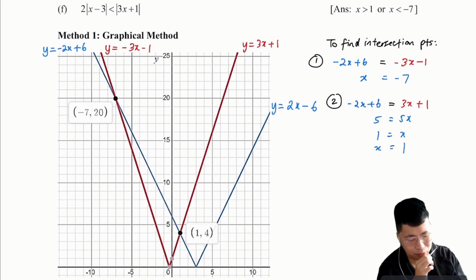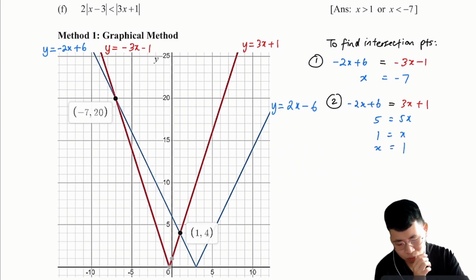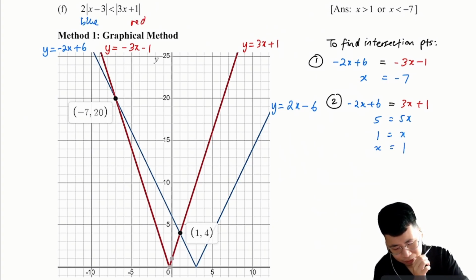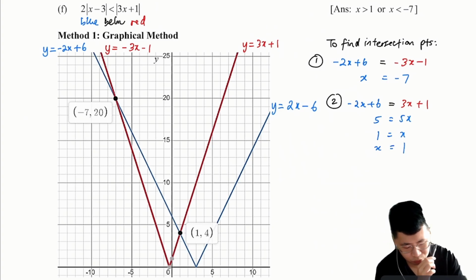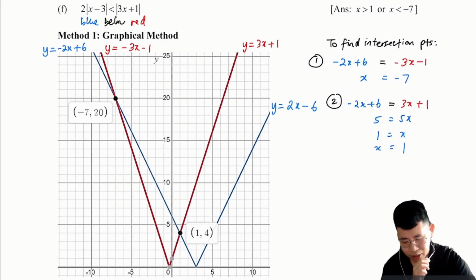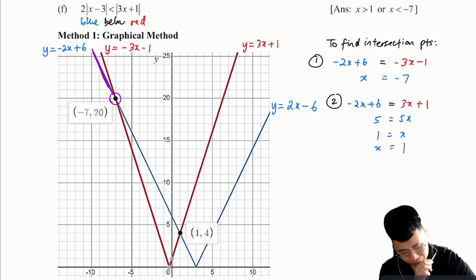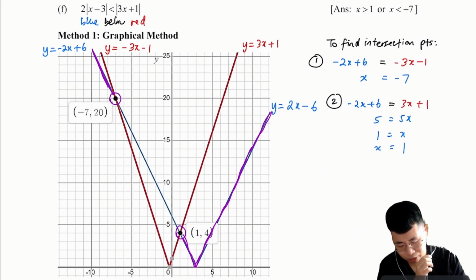Okay, so once we get our two intersection points, we need to look at where the blue graph versus the red graph is below. Where is the blue graph below the red graph? So the region is here and beyond, and the region is here and beyond. Right, so these regions are the regions that we're looking for.